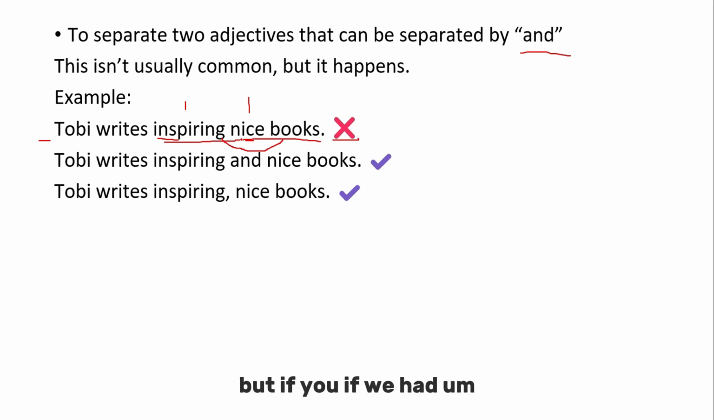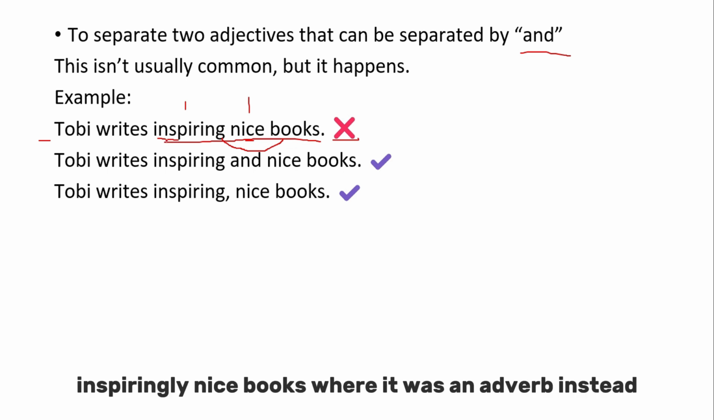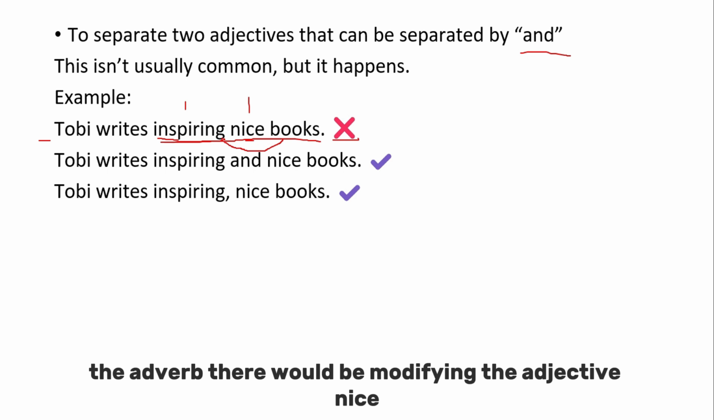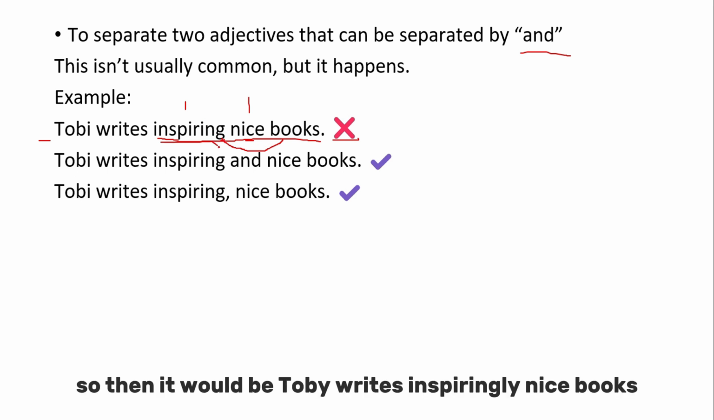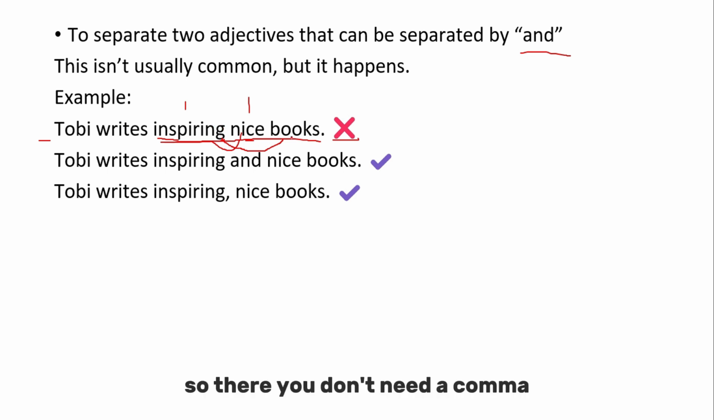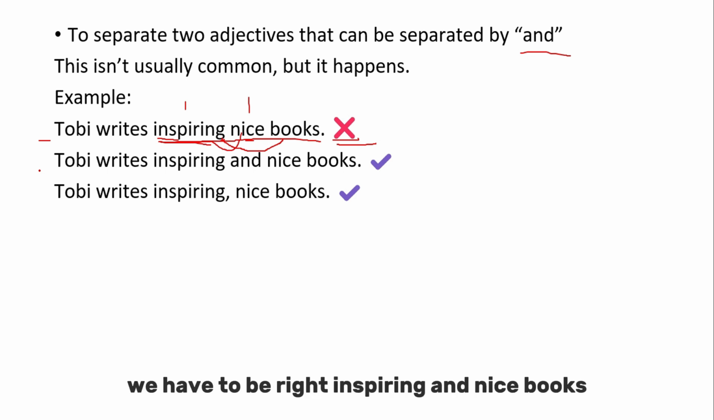But if we had inspiringly nice books, where it was an adverb instead, the adverb there would be modifying the adjective nice. So then it would be: Toby writes inspiringly nice books. There you don't need a comma or any other thing, you can just put it that way. But since it's two adjectives we have, it would be wrong. But if we go to the second part, we have: Toby writes inspiring and nice books.